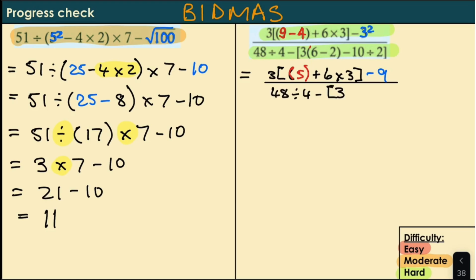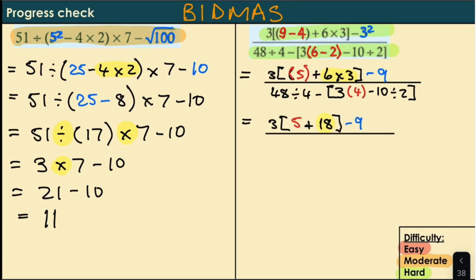On the bottom, I have, inside the square brackets, I've got a round bracket which I will simplify first. So, 6 subtract 2 is 4. Then I still have subtract 10, divide by 2. On the top line, I can see that inside the square brackets, I've got a 6 multiplied by 3, which I need to work with first. 6 multiplied by 3 is 18. In the bottom denominator, I have 48 divided by 4.